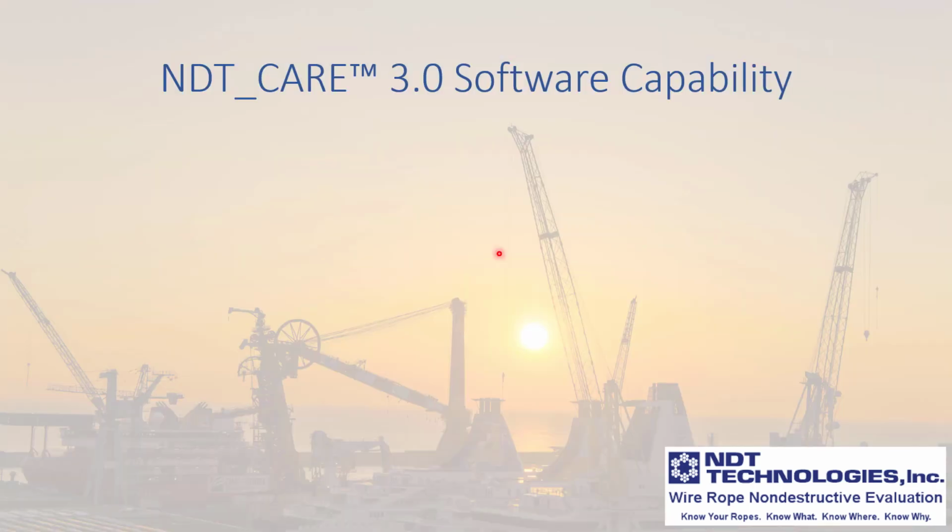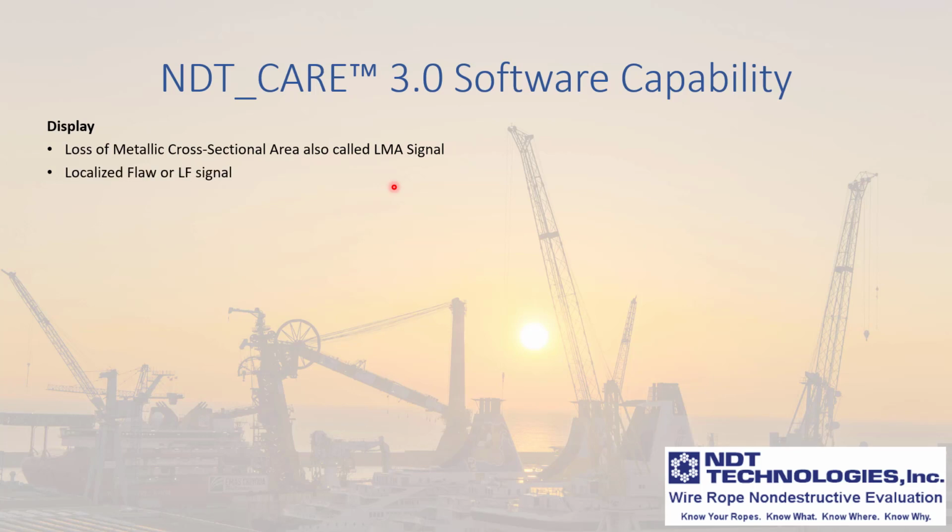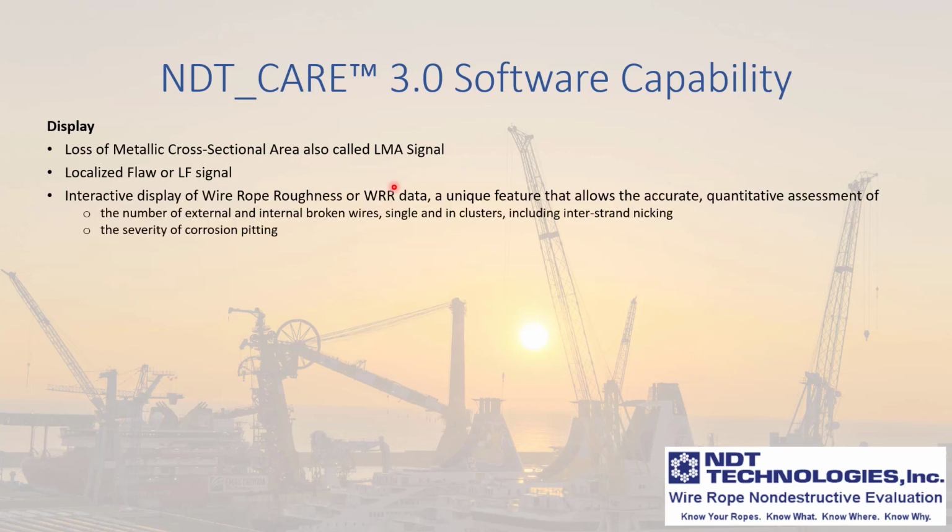The capability of NDT Care version 3.0 software will be discussed here. First, we are able to display a loss of metallic cross-sectional area, also called LMA signal. Additionally, we can display localized flaw or LF signal. Further, we can display an interactive display of wire rope roughness or WRR data.